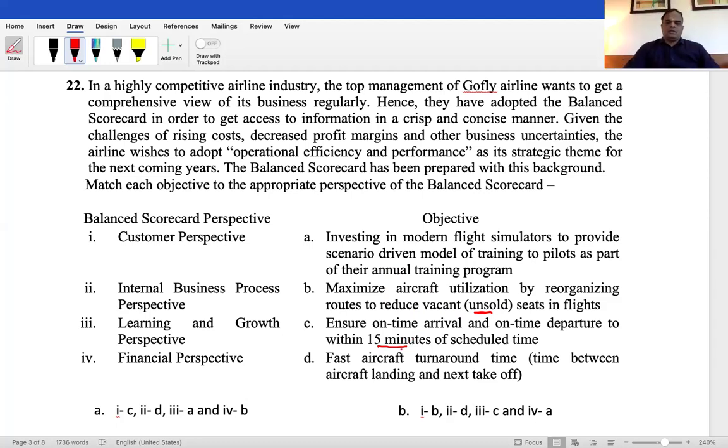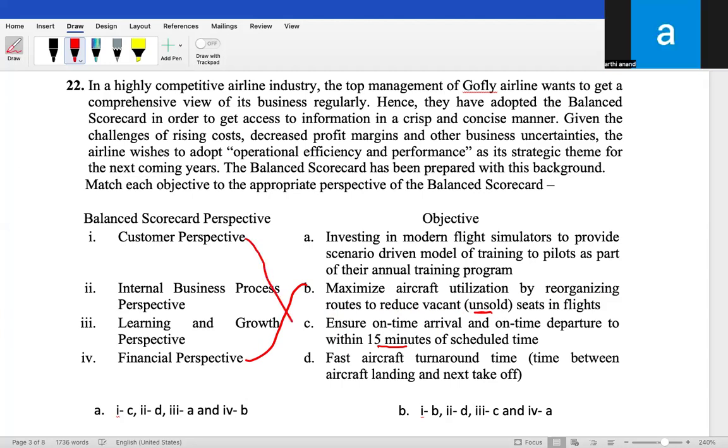Okay. So we'll go with the objective, thereafter identify which perspective. B is easy. Maximizing aircraft utilization by reducing vacant seats in flight. Financial perspective. Yeah, B is for finance. That is easy. C also easy. Ensure on-time arrival, for customer perspective. Customer perspective.